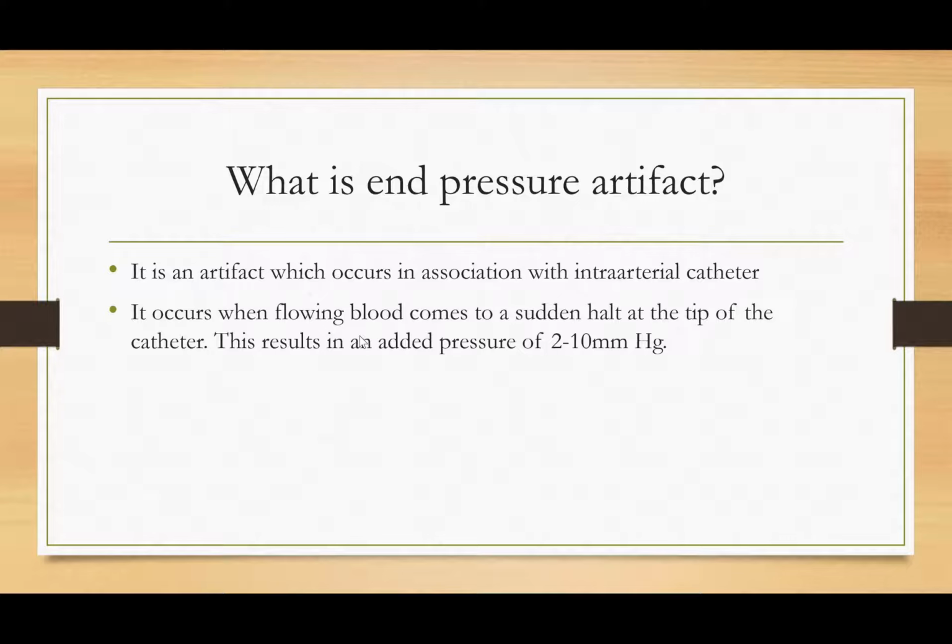What is an end pressure artifact? It is an artifact which occurs in association with an intra-arterial catheter. Why does an end pressure artifact occur? Because this waveform will be transmitted through the artery, and inside the artery we have a catheter. So when this waveform encounters the catheter, the flowing blood comes to a sudden halt at the tip of the catheter. This sudden halt can increase the pressure.